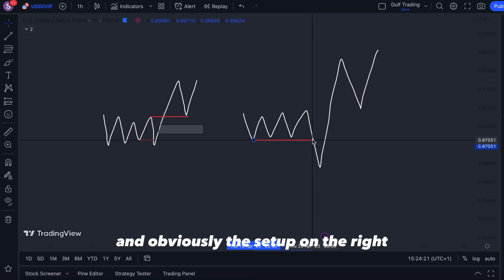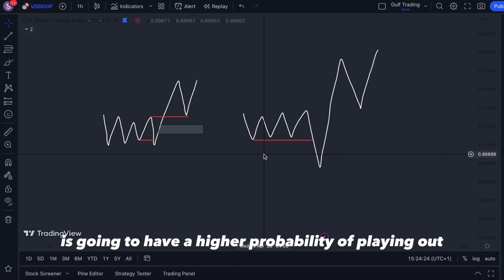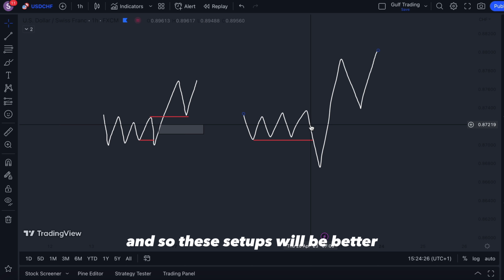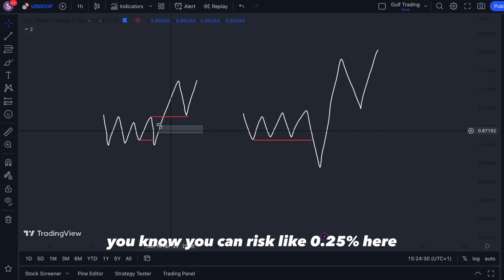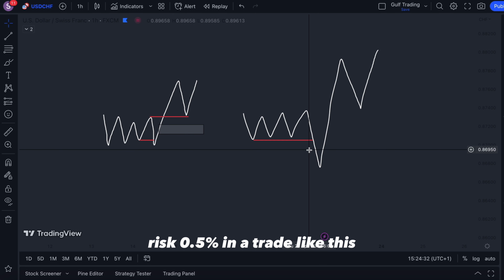And obviously the setup on the right is going to have a higher probability of playing out, and so these setups will be better. What you can do is risk more. You can risk like 0.25% here, risk 0.5% in a trade like this, but that's up to you. That's going to be your discretion.